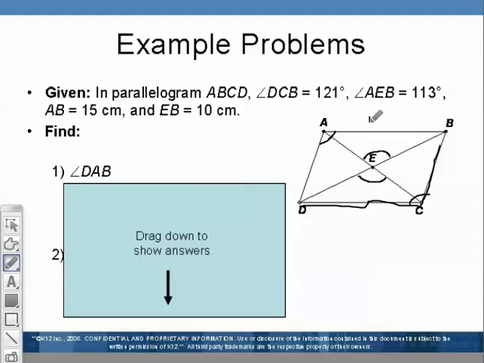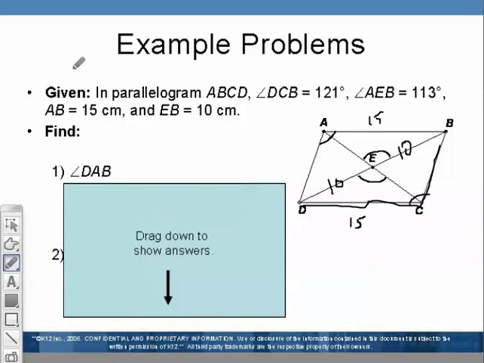When they tell you that AB is 15, we know that the opposite side down here is 15 because it's a parallelogram. And when they tell you that EB, that's this diagonal here, is 10, we know the diagonals are bisected, so we know that this one is 10 as well.